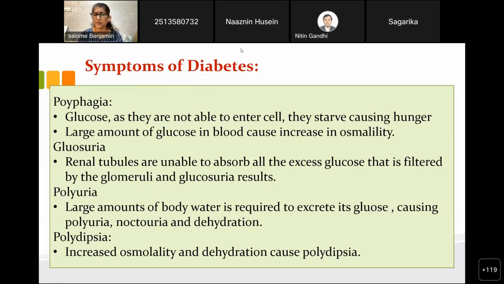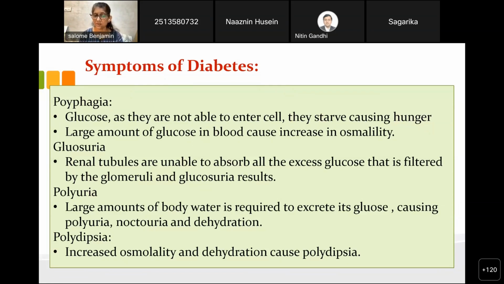So this polyphagia, we all know, why does this happen? When the glucose is not able to enter the cells, the cells are starving, and that is what is causing the hunger. So that's why polyphagia occurs. The other reason is there is a large amount of glucose in the blood, which will also increase the osmolality. So these are the reasons which we need to see about every symptom the diabetic patient is undergoing, and what you as a nutritionist can do to take care of these symptoms.